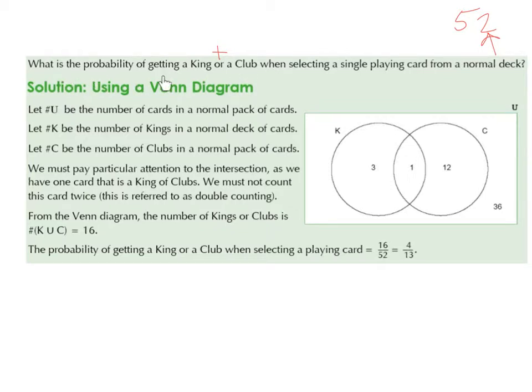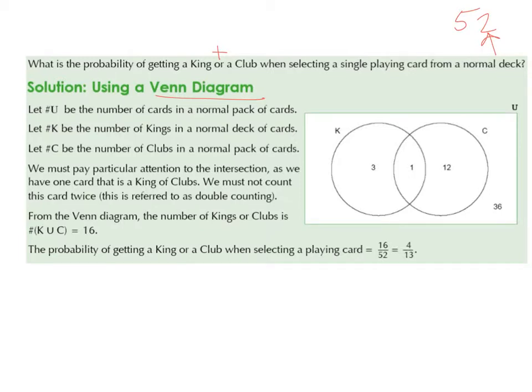So let's start by using a Venn diagram. Let the cardinal number of elements in U, the universal set, be the number of cards in a normal pack of cards. Let the cardinal number of elements of K be the number of kings in a normal deck of cards. And let the cardinal number of elements in C be the number of clubs in a normal deck of cards. So we draw out our rectangle and label it as a capital U, the universal set. We draw a circle and label it as K. We draw another circle and label it as C. This time the circles have to intersect.